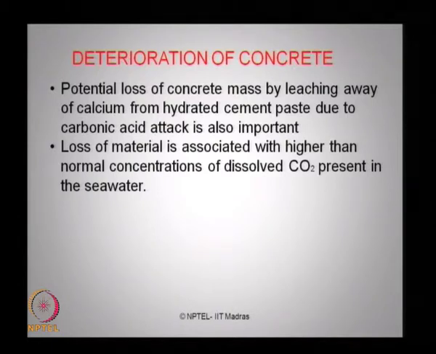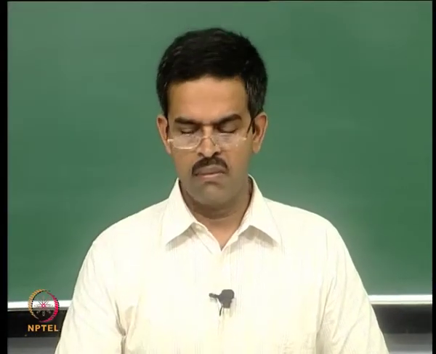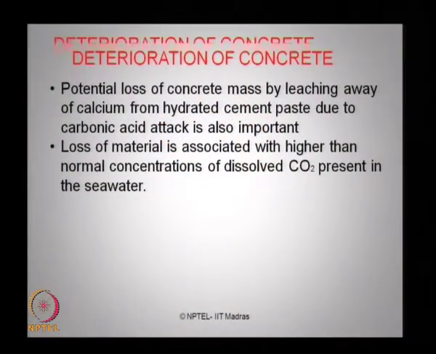There is a potential loss of concrete mass by leaching away of calcium from hydrated cement paste due to carbonic acid attack, which is also important. The dissolved carbon dioxide content in seawater is not a major concern for many chemical analyses, but that is one of the important reasons why there is a potential loss of concrete mass by leaching away. Loss of material in concrete is associated with higher than normal concentration of dissolved carbon dioxide present in seawater. So, that is one of the important factors why concrete in seawater has loss of concrete mass by leaching away calcium from hydrated cement paste.